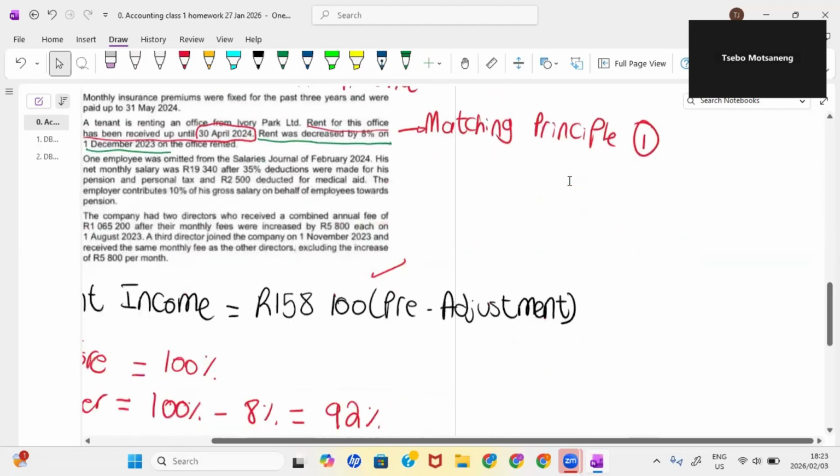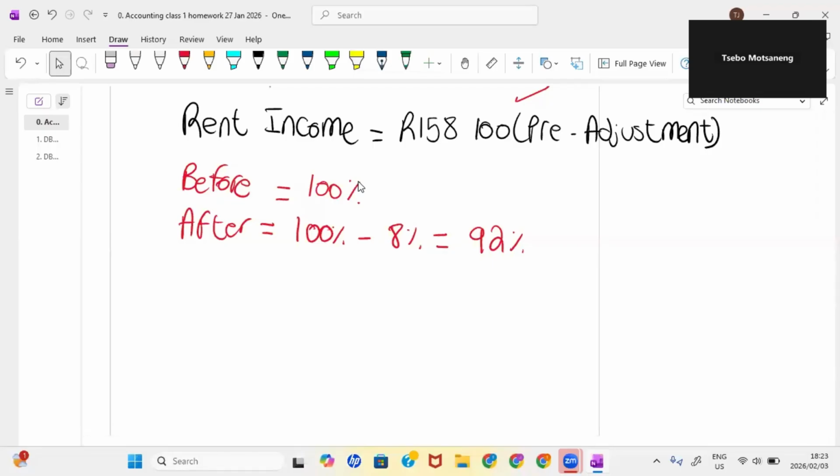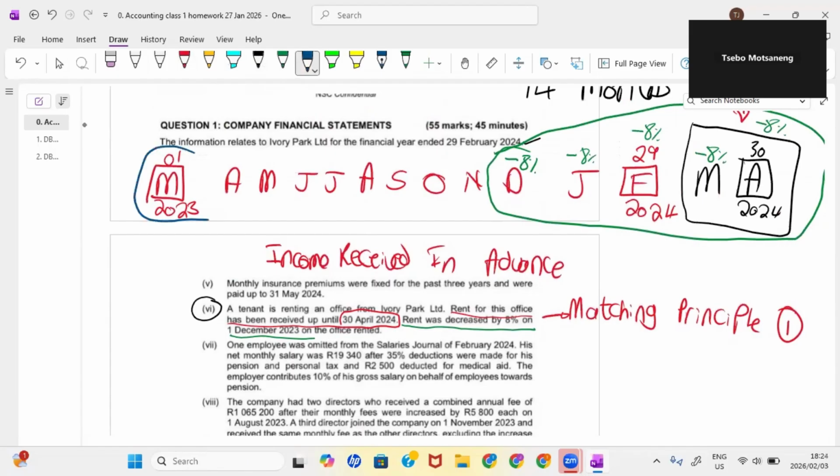So we go back to here now, that before the decrease, we know that we were receiving rent of 100%. And then after the decrease, we were receiving rent of 92%. So let's see the months. How many months do I have before the decrease happened? Meaning from the 1st of March and then up until here, the 30th of November. How many months do we have here? Can I see in the chat how many months before the decrease? Let's count. I see 9 months in the chat.